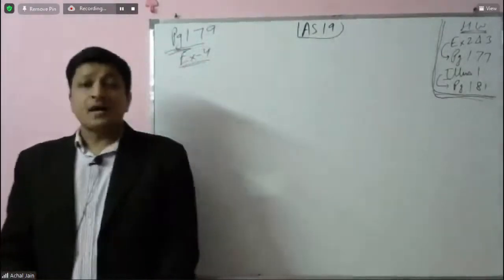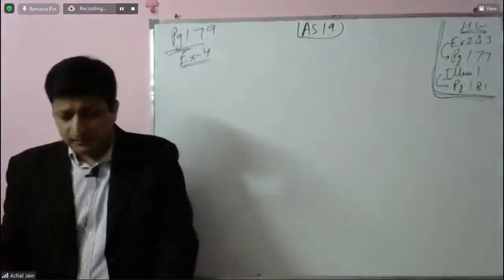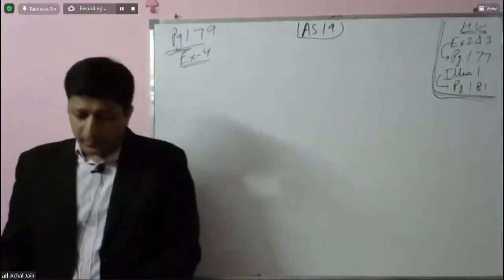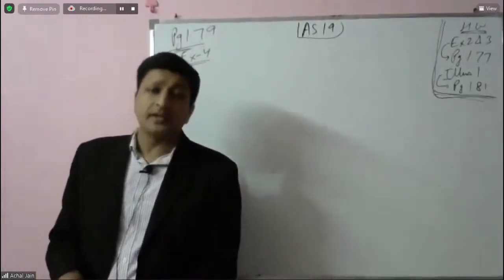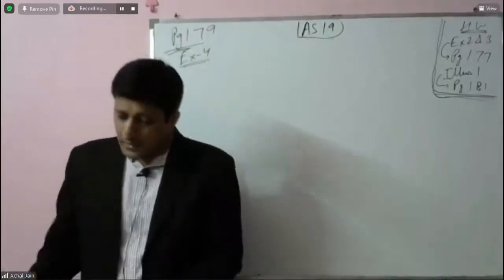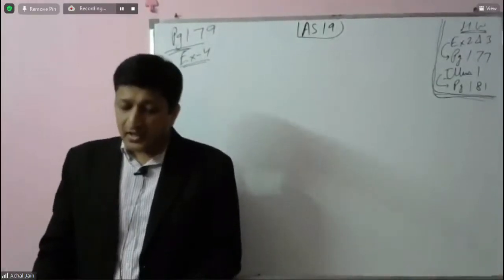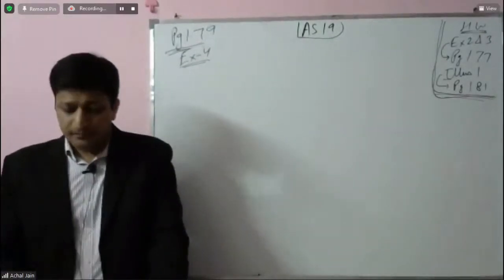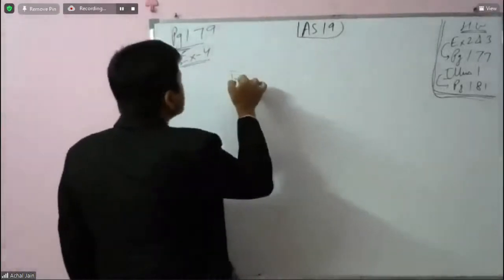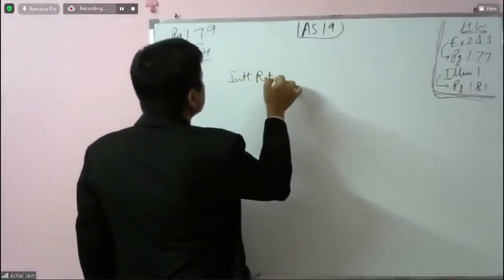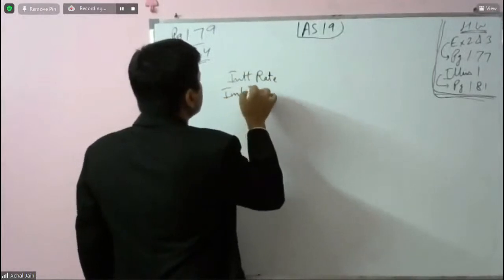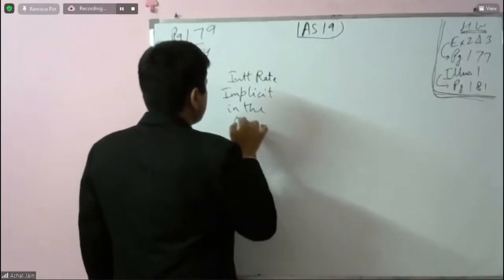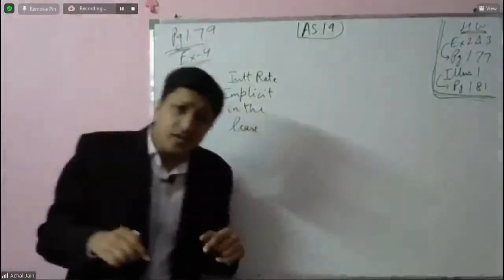Now, example number 4 says use the same facts. Suppose unguaranteed residual value is not determinable. First of all, take out the unguaranteed residual value. And lessee's incremental borrowing rate is 10%. Now, it's a different term which they have used. One is the interest rate implicit in the lease, something which we just computed.